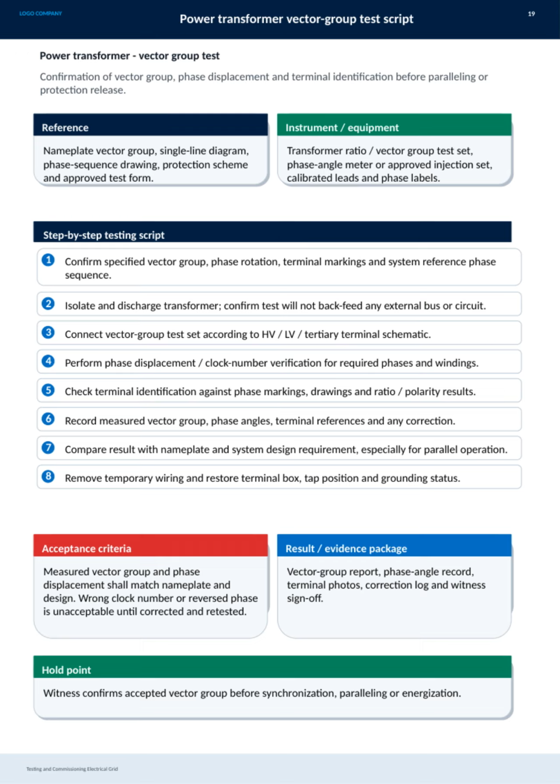Any wrong clock number or reversed phase is unacceptable until corrected and retested. The evidence package includes a vector group report, phase angle record, terminal photos, correction log, and witness sign-off. The hold point requires witness confirmation of the accepted vector group before synchronization, paralleling, or energization. This thorough process ensures safe and reliable transformer operation within the grid.